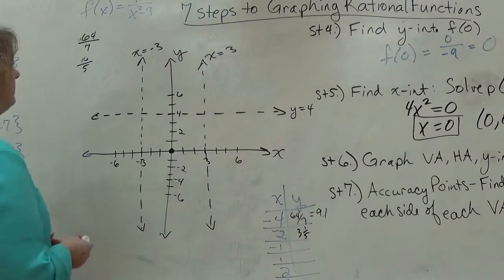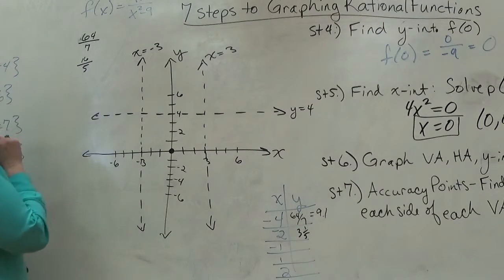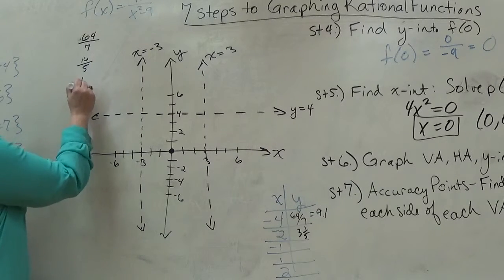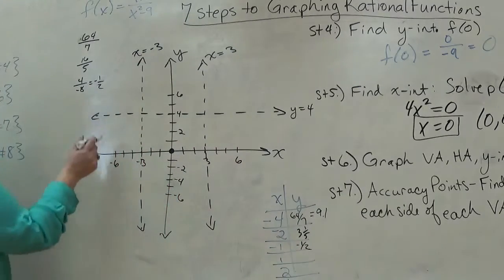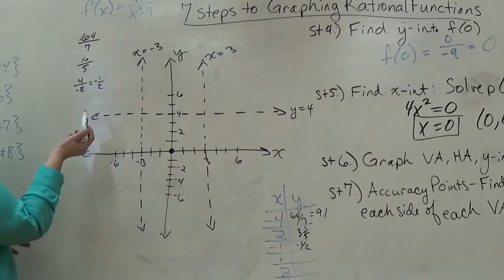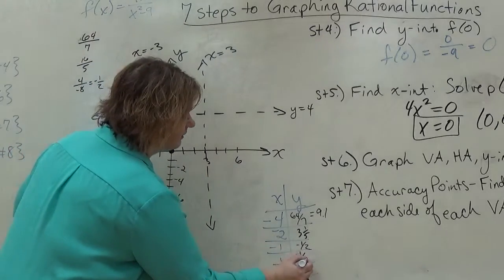Okay, so when we plugged in negative 2, we got 16 over 5. We plug in negative 1, that's going to be 4 over 1 minus 9, which is negative 8, so that's negative a half. And I'm just filling that in my table. Plug in a 1, that's actually going to give me the same thing. So that gives me negative a half.